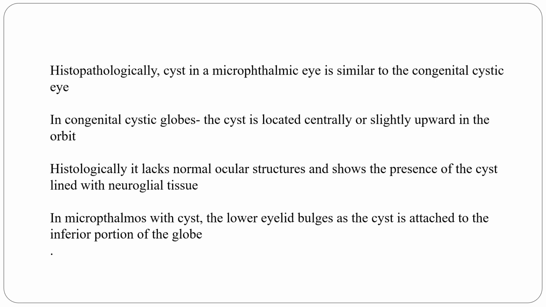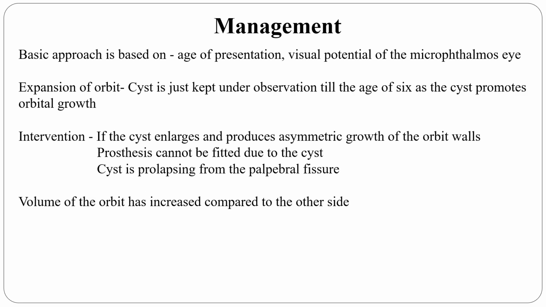In congenital cystic globes, the cyst is located centrally or slightly upwards in the orbit. Histologically, it lacks normal ocular structures and shows a cyst lined with neuroglial tissue. In microphthalmos with cyst, the lower eyelid bulges as the cyst is attached to the inferior portion of the globe.